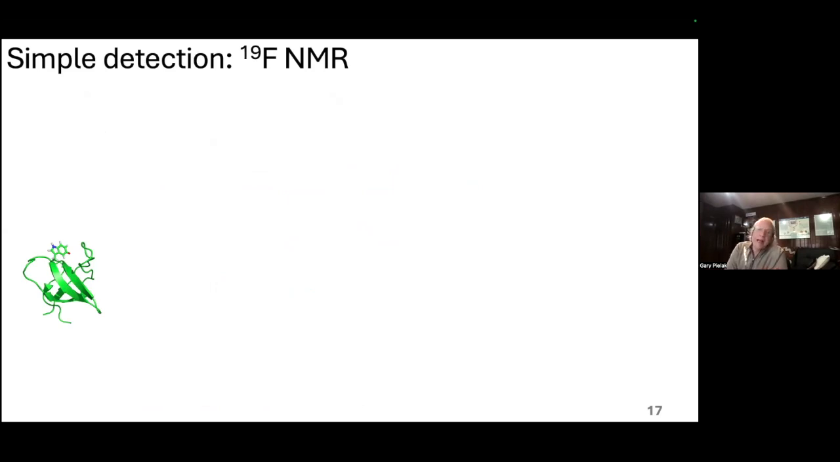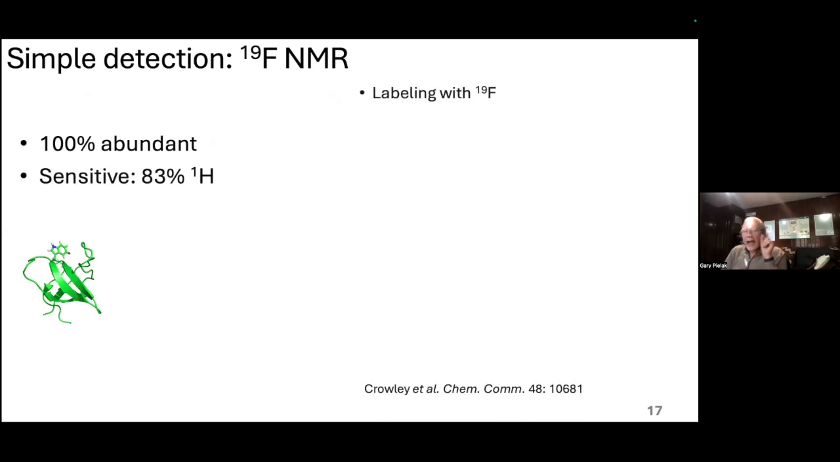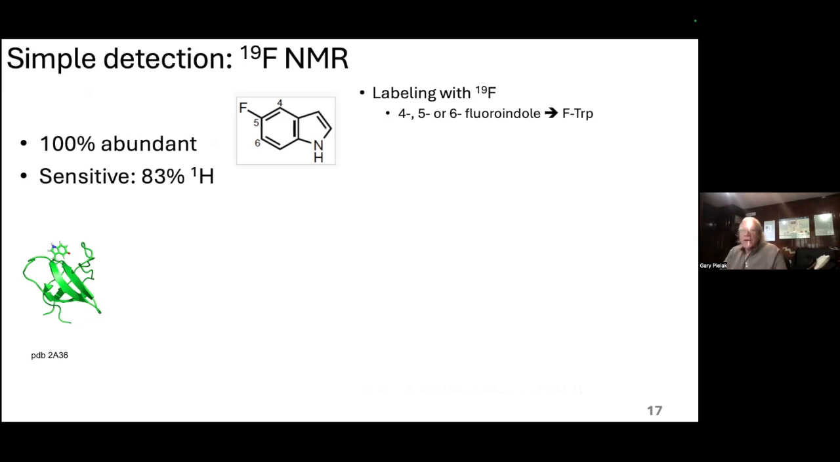And this is where fluorine-19 NMR comes in. Fluorine-19 is 100% abundant. It's 83% as sensitive as a proton, and E. coli isn't very smart. If you feed E. coli 5-fluoroindole, which is cheap, it will turn it into 5-fluorotryptophan and put it into your favorite protein. So what you do is you add the indole at the same time you induce the synthesis, and bingo, your protein is labeled. Here I have the SH3, and I've circled its sole tryptophan.